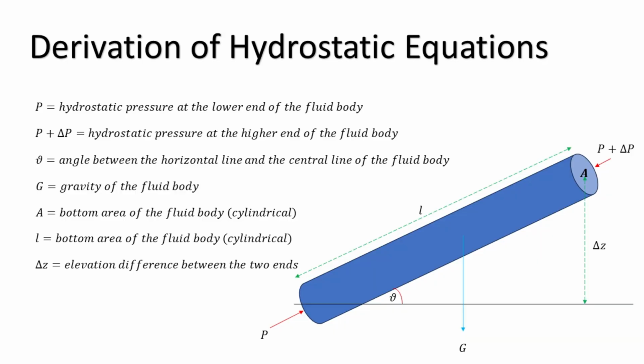To derive the hydrostatic equations, let's begin with an imaginary cylindrical fluid body. This fluid body has a bottom area of A and a length of L. Its central line forms a random angle theta with the horizontal direction. The elevation difference between the two ends of the fluid body is marked as delta Z. Along the central line direction of this fluid body, there are only three forces. Two forces are caused by hydrostatic pressures P and P plus delta P. The third force is a result of gravity G.